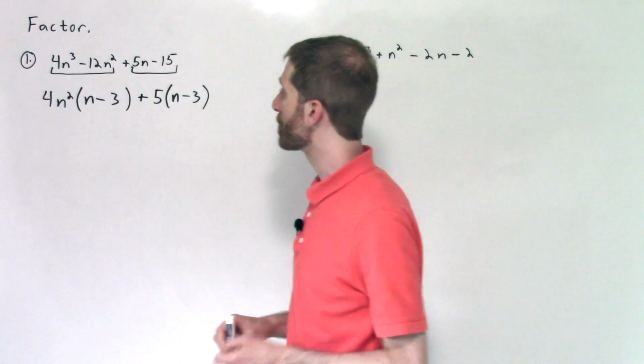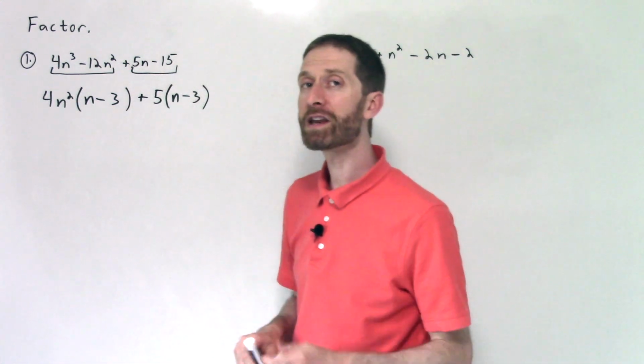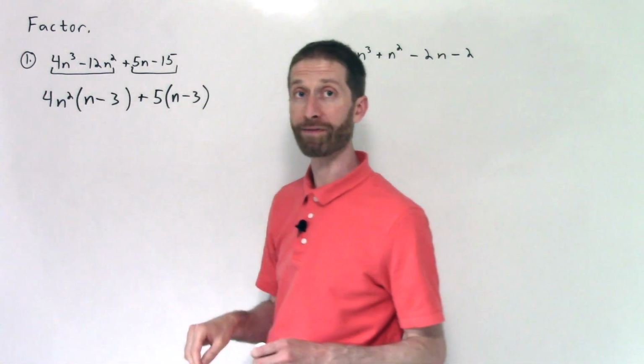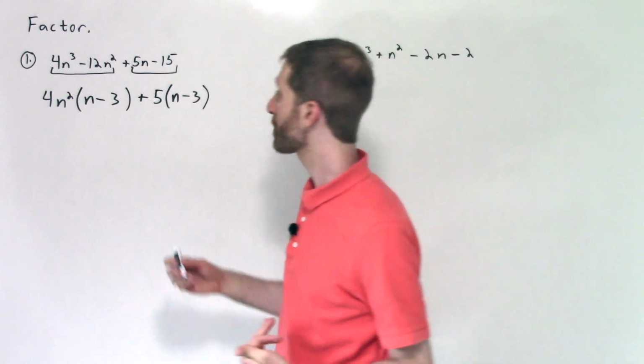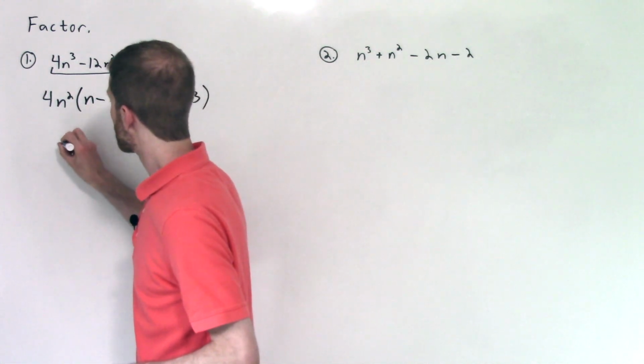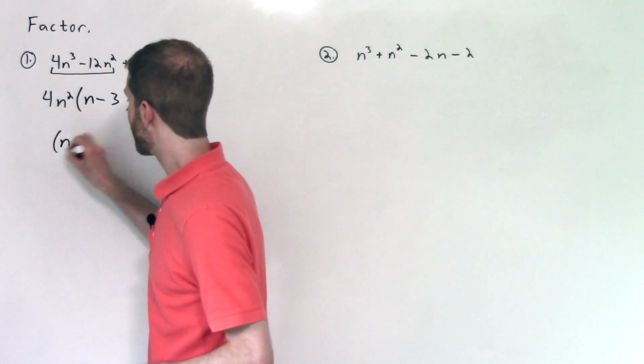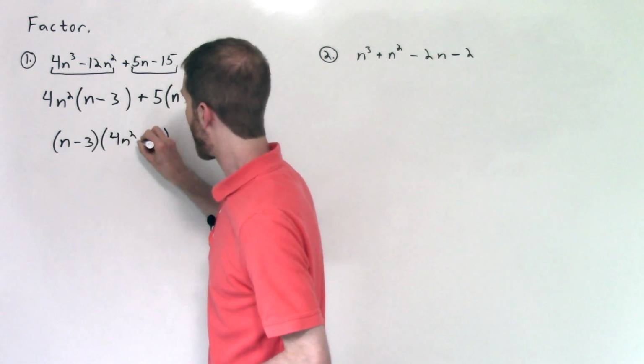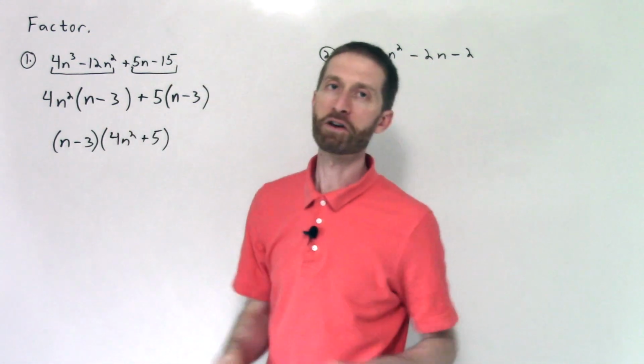Now what we notice here is we have a common factor. The n minus 3 has essentially been distributed to 4n squared plus 5. It's in both of them. So we factor out the n minus 3. So we have n minus 3, multiplied by 4n squared and 5. And that is our factored answer.